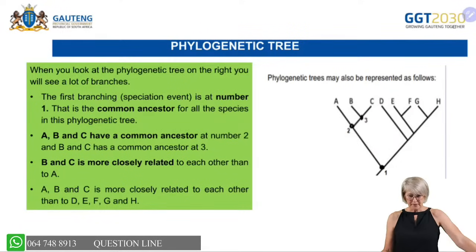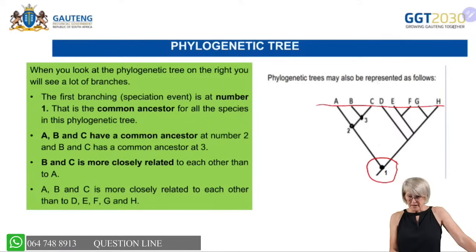All right. So if we have a look at the phylogenetic tree on the right, the first branching or speciation event is at number 1. So there we can see at number 1, there was a speciation event, and it split into 2 branches. Then we have a look, and so number 1, that is where the common ancestor would be, actually of all the species that we have at the top.